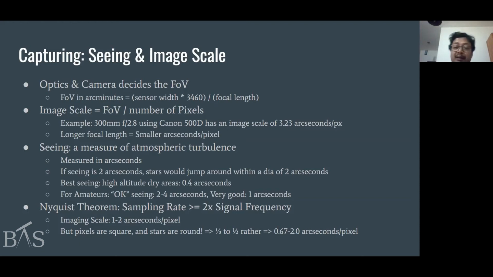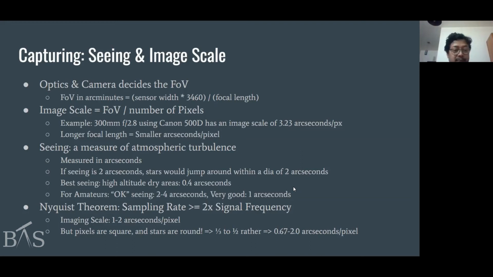These days in Bangalore, I found a site which shows the expected seeing conditions. I don't know how correct that data is, but these days the site is saying we have a 1 arc second seeing in Bangalore.